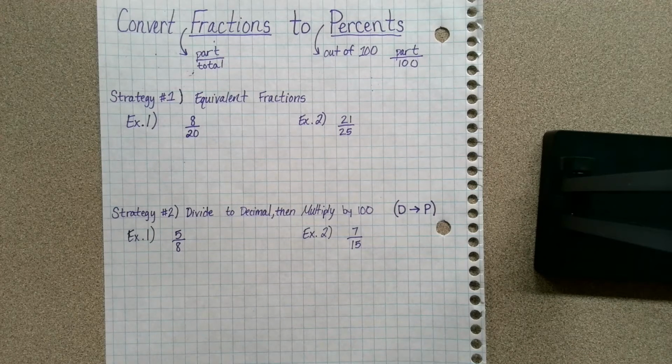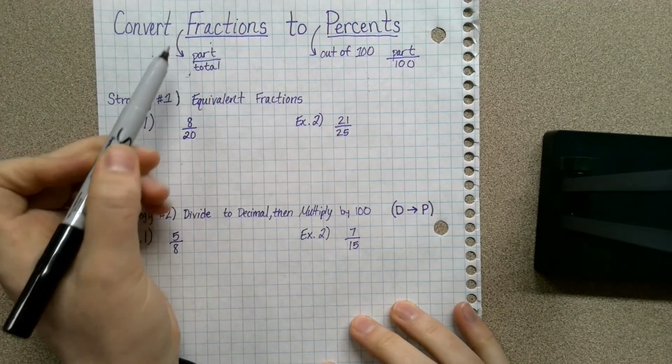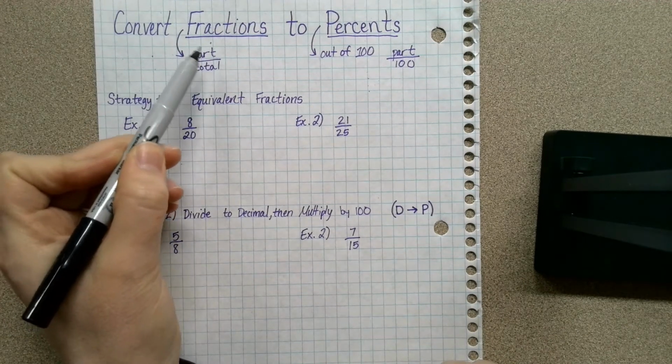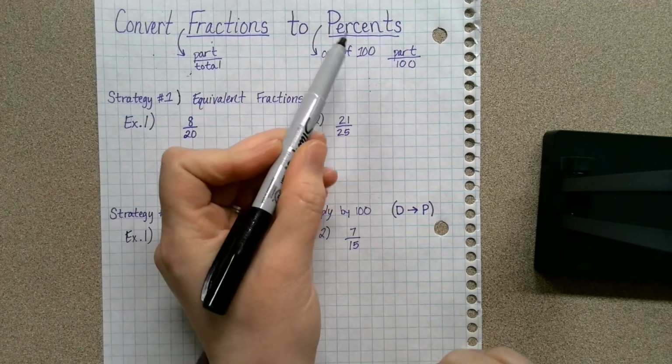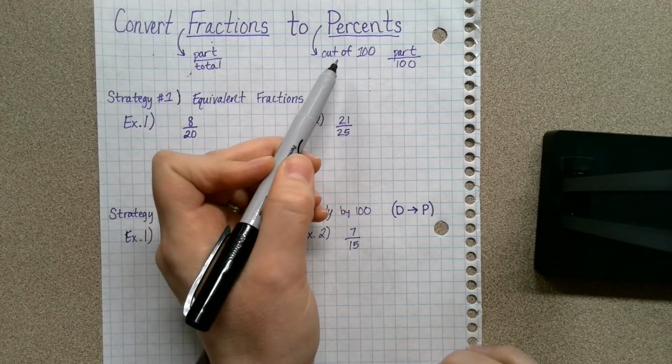In this video, we're going to cover converting fractions to percents and percents to fractions. Starting with converting fractions to percents, you'll notice that fractions are always a part out of a total. Part going on top, total going on the bottom. A percent is a part, but it's always out of 100.